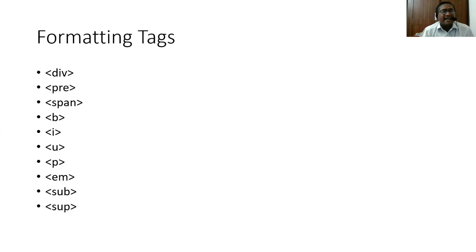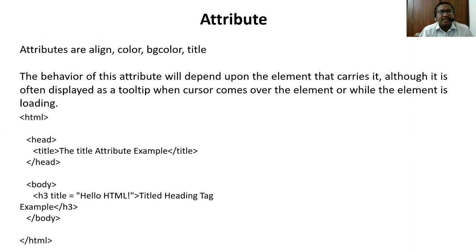B for bold tag, I for italic, U for underline, P for paragraph tag. If you want to create different paragraphs, we use the paragraph tag. EM for emphasis tag, subscript tag, superscript tag, SUP. So we use different levels of tags. All these tags are called formatting tags. Now in HTML, there are different attributes we use. All attributes are used as a property name and a property value in the assigned tags.